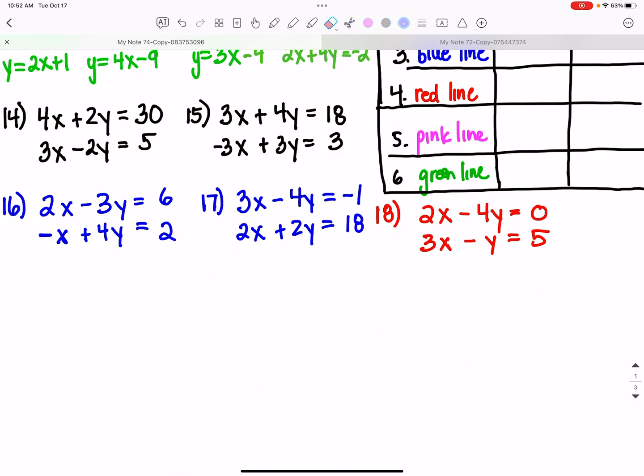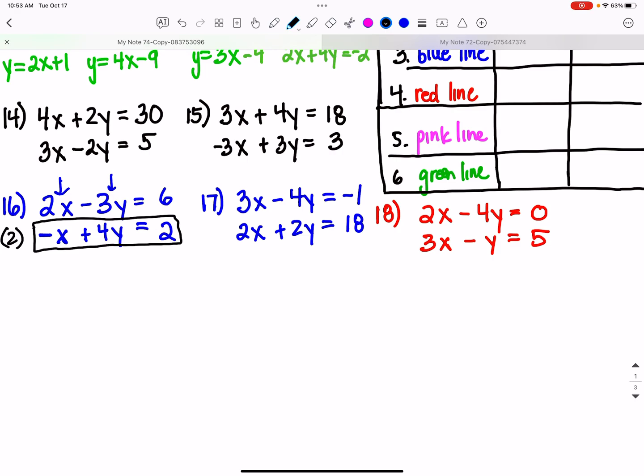Let's do 16. Okay, 16 is right here. The problem with 16 is that none of the columns kill each other off. 2 doesn't kill off negative 1. 4 doesn't kill off negative 3. So what am I going to do? I'm going to take this equation and make it twice as big. So I'm going to put a 2 over here. I'm going to multiply everything by 2.